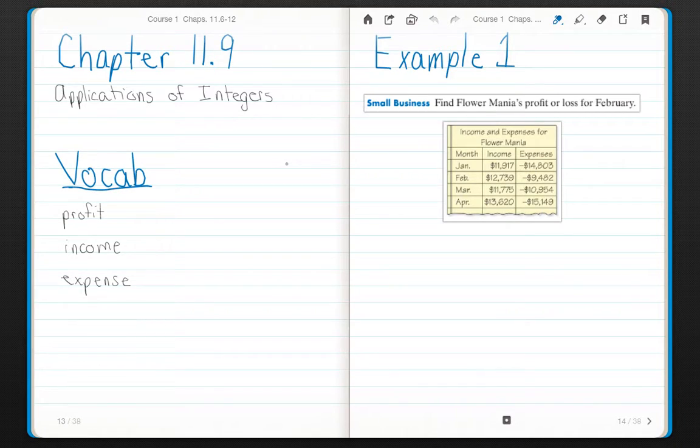Chapter 11.9, Application of Integers. So the vocabulary, I'm going to start from the bottom and work my way up today. So an expense is money you spend.